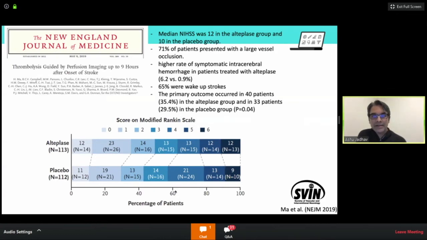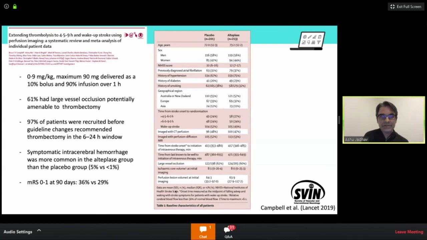You can see that there is benefit in the patients who got alteplase that met significance for the primary endpoint of mRS of 0 to 1. The good outcomes are 35.4% versus 29.5%, and this trial did show benefit of using this paradigm in patients. Again, there are some caveats here: many patients had large vessel occlusions. They did combine this data with other trials that looked at the late time window, specifically again at TPA, and again, the majority of these patients had a large vessel occlusion.